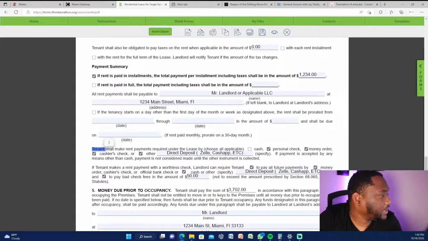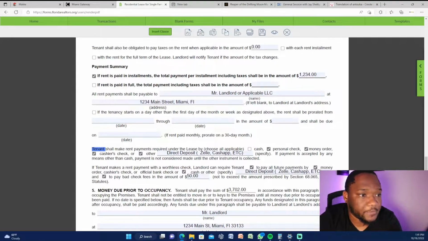Tenant shall make rent amounts directed to this section here. You'll tell your tenant how they will be paying for the rent. So they can either pay by cash, which I don't recommend personally, personal check, money order, cashier's check, or other direct deposit or Zelle. Anything that's traceable in case something happens is the preferred method of payment. With cash, sometimes receipts get lost or receipts do not get made on time, but this is the best way to go about it.